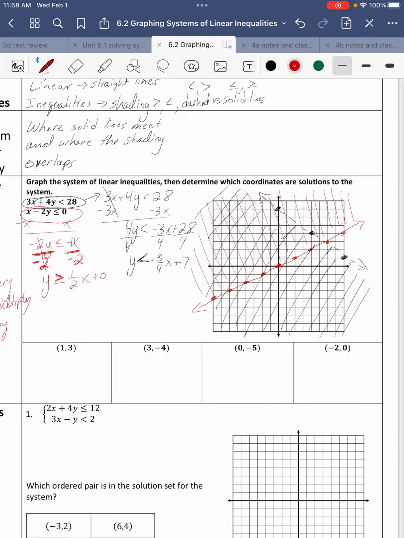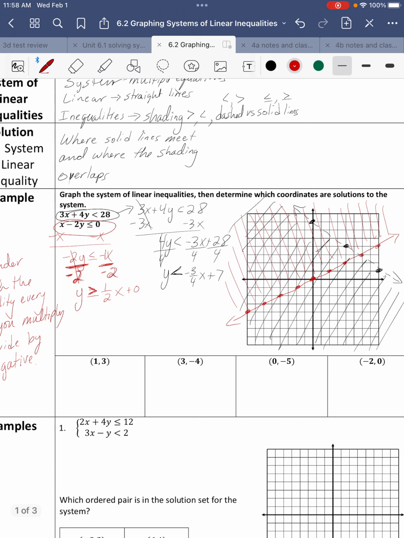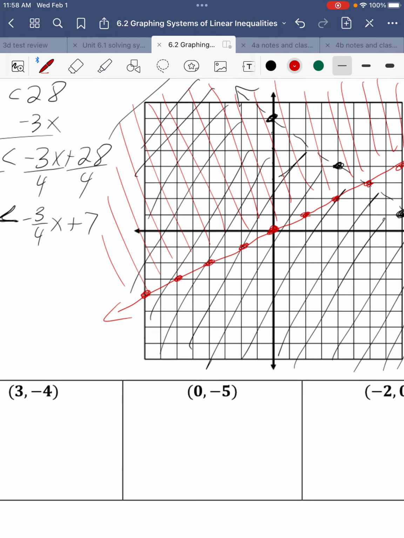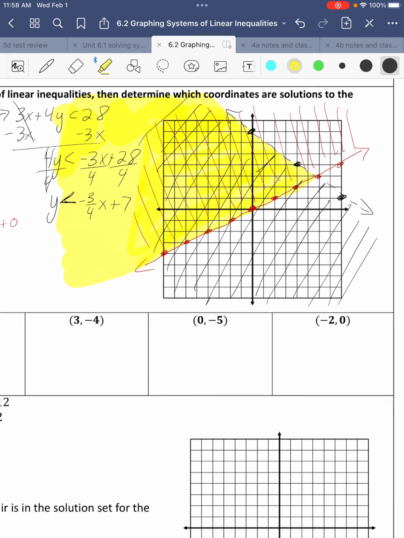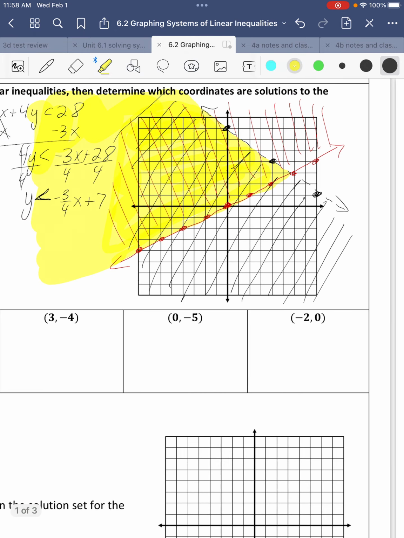And we'll see what are the solutions. So they are where solid lines meet. So the black line, the first one was dashed, so that's not the solution. And where the shading overlaps. So over here is just the shading. So the actual solution is everything in this checkerboard pattern. So anything in the shaded area, any coordinates, and even on the solid line, is the solution. So anywhere in here is the solution. It keeps going out too, because the coordinate plane keeps going. It doesn't end.